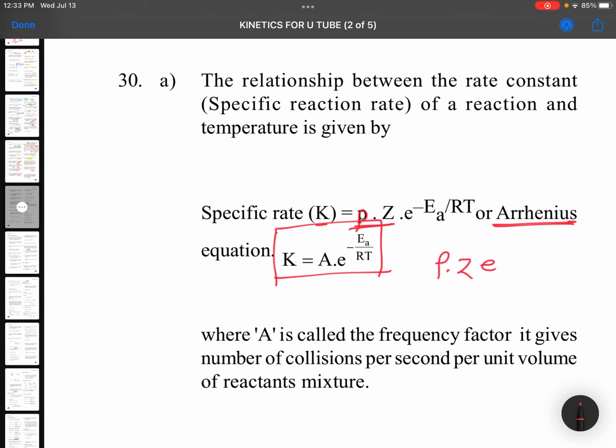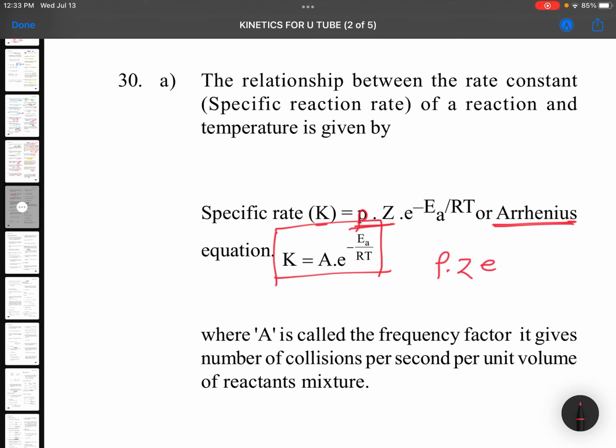This rho into Z, in terms of this, we are keeping as A. A is called the Arrhenius factor. A is the frequency factor. It gives the number of collisions per second per unit volume of reactant mixture. A is the Arrhenius factor or frequency factor. It gives the number of collisions per second per unit volume of reactant mixture. You need to remember this expression, that's all.